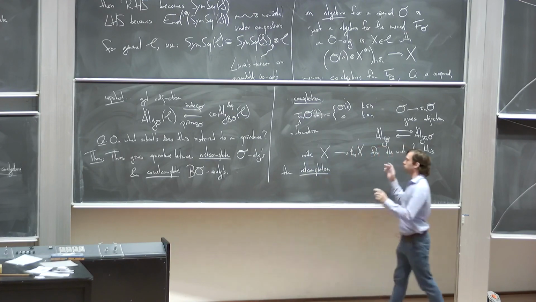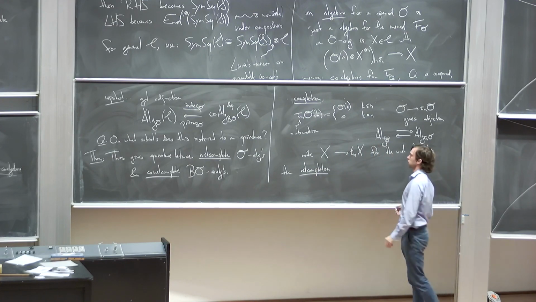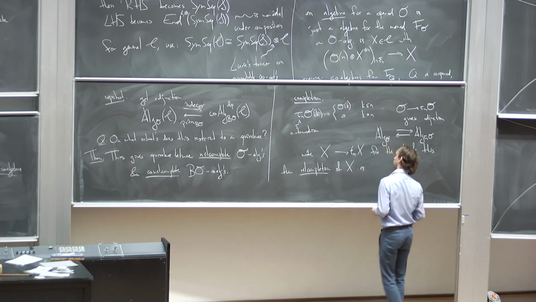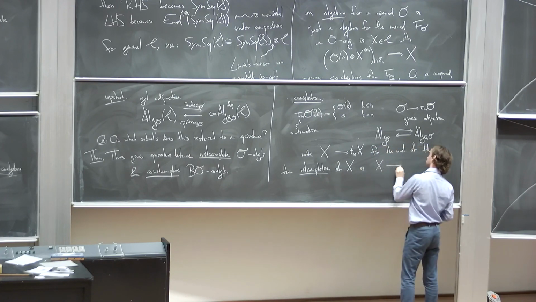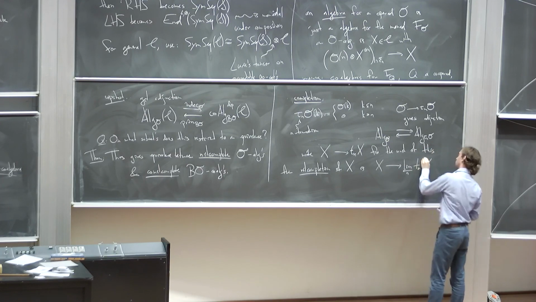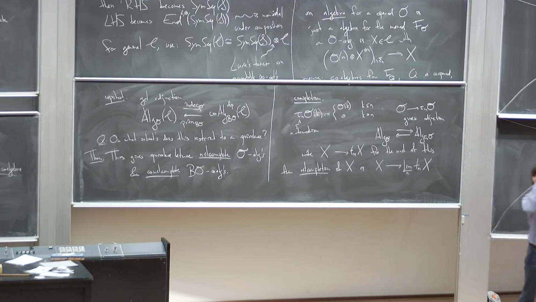Then the nil completion, or you could say the nilpotent completion, but just abbreviated to nil completion, of X is by definition the map from X to the limit over n of the T_n X's, okay? And in that theorem, I'm calling an algebra complete if this nil completion is an equivalence. So if X is equivalent to its nil completion.